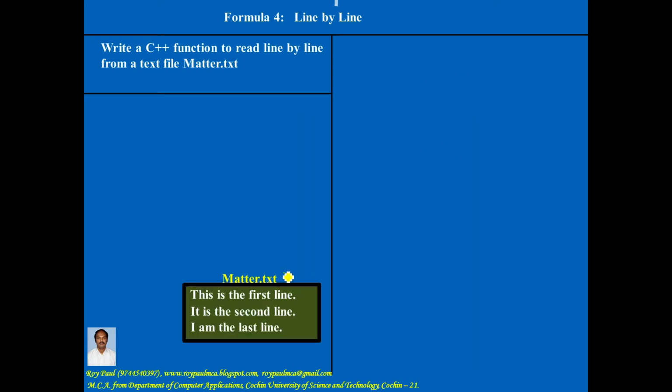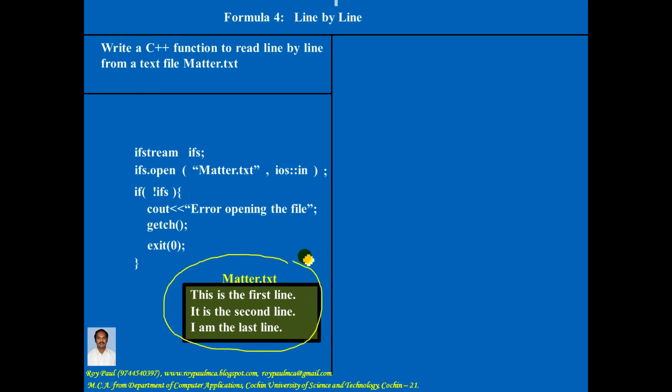So consider a file matter.txt, 3 lines are there, line 1, line 2, line 3, and here the invisible character new line is there. Step 1, the file must be opened for reading purpose. These are the 3 steps. ifstream ifs, ifs.open, if ifs equal to 0, this file reaches random access memory and the file pointer is at the beginning of the file.